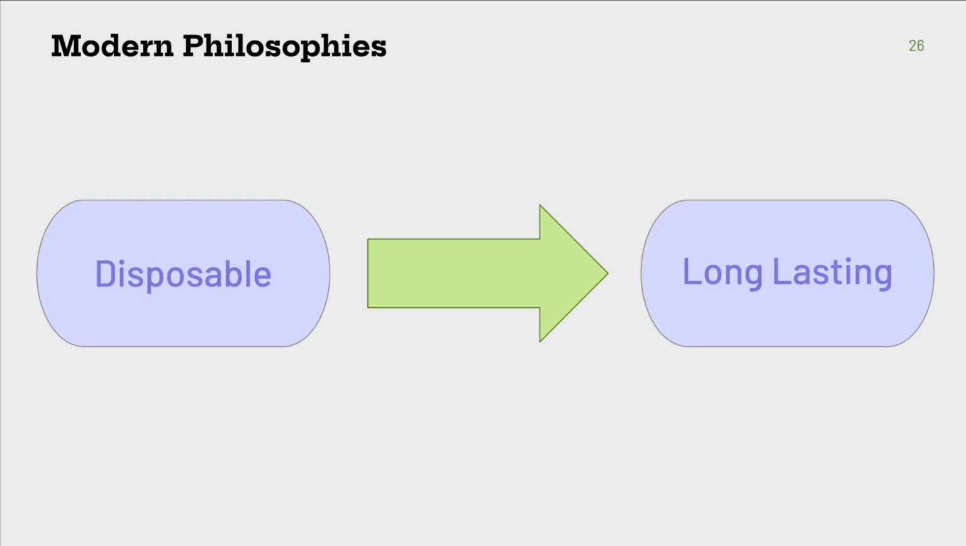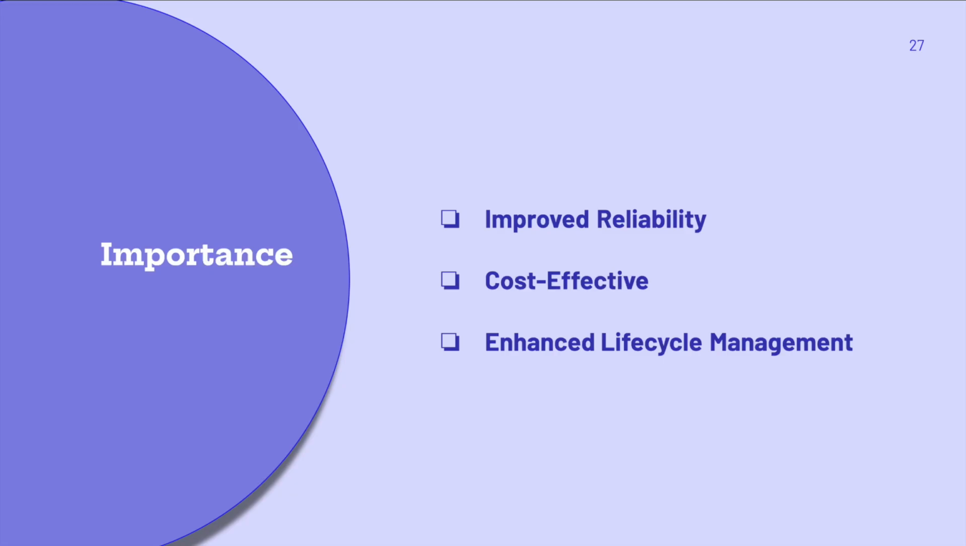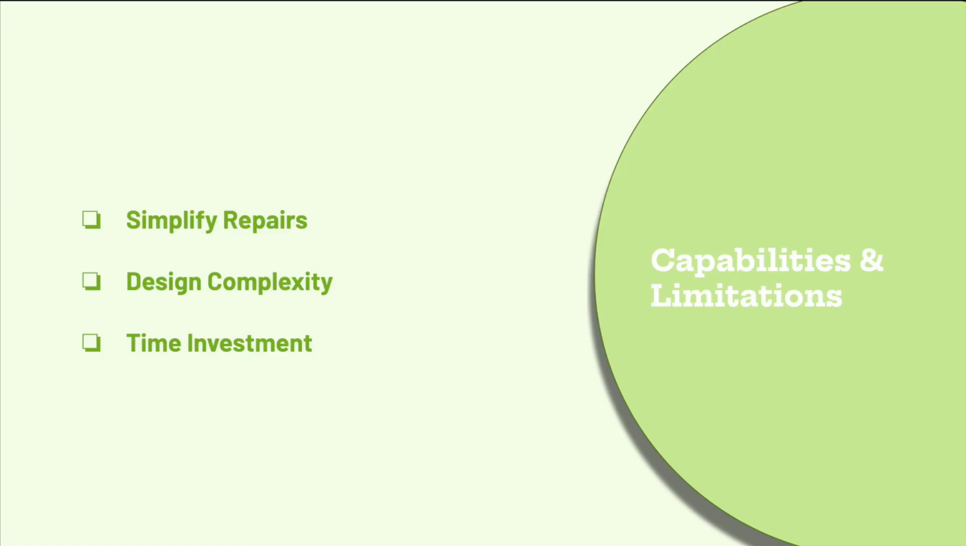Philosophies have changed over the past few years. It used to be that all failure should be put into one disposable product, but now it has shifted into making sure that the entire product is long-lasting and having maintenance instead of just replacing parts. Designing for maintenance improves the reliability of products, is more cost-effective because there's less failure and less replacing of the products, and it enhances the lifespan of the product when there's measures in place to maintain it. A capability is that it can simplify repairs. However, the limitations are it adds design complexity and again requires time investment on the design side.